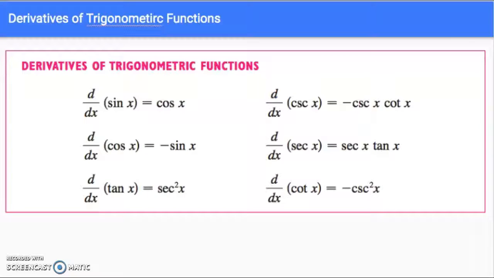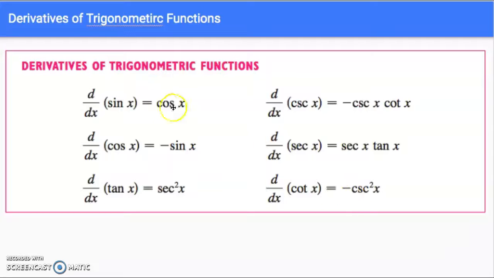Here are your trig derivatives that you're going to have to eventually have memorized. The derivative of sine is cosine. The derivative of cosine is a negative sine. Derivative of tangent is secant squared. Derivative of cosecant is negative cosecant cotangent. Derivative of secant is secant tangent. Derivative of cotangent is negative cosecant squared. If you remember your Pythagorean properties from trigonometry, those will help you remember your derivatives.